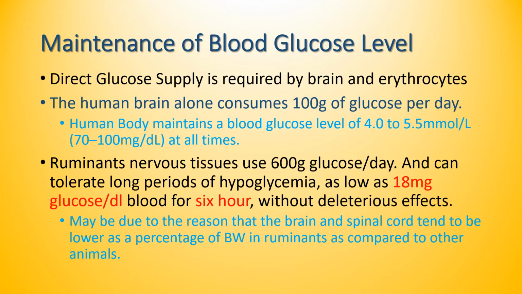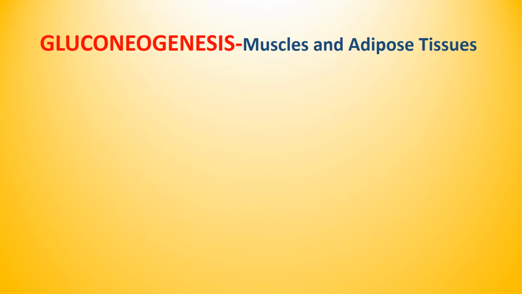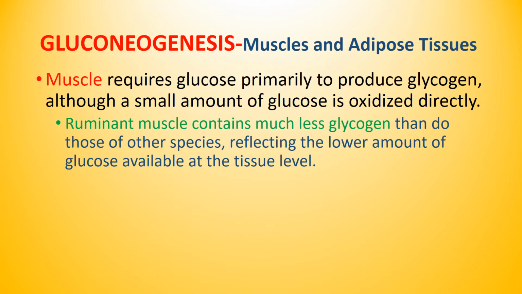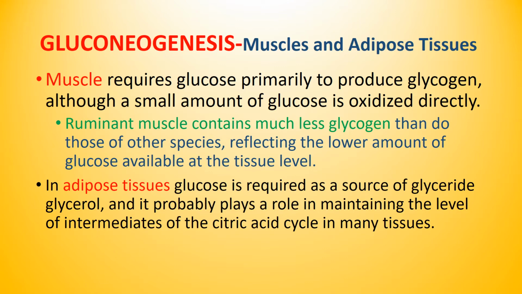Now we will look at how gluconeogenesis is required for muscles and adipose tissues. In the previous slide we discussed the nervous tissue or brain. Muscles require glucose primarily to produce glycogen, although a small amount of glucose is oxidized directly. Ruminant muscle contains much less glycogen than that of other species, which reflects the lower amount of glucose available at the tissue level. In adipose tissues, glucose is required as a source of glycerol for the synthesis of triglyceride, and it probably plays a major role in maintaining a high level of intermediates of the citric acid cycle in many tissues.